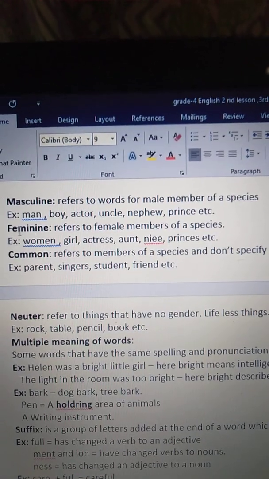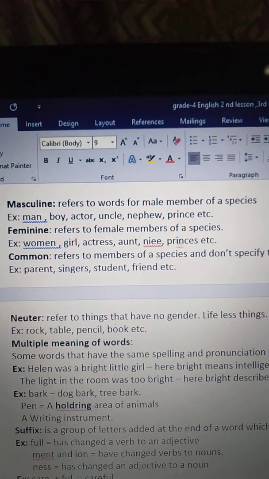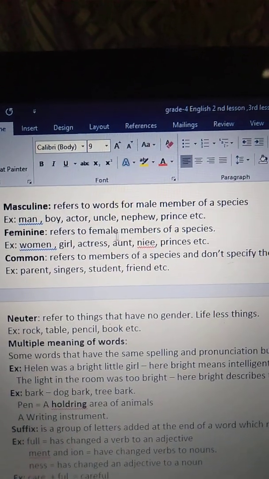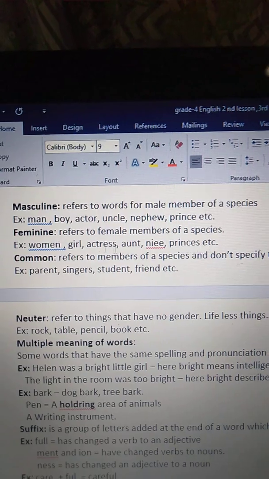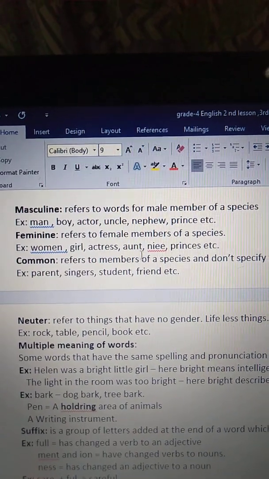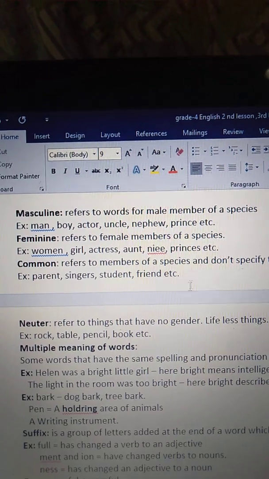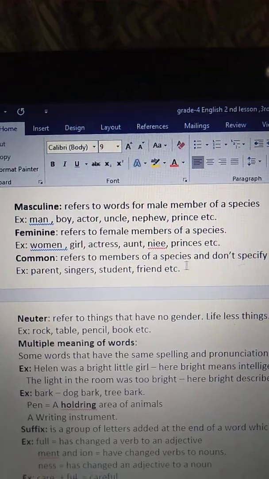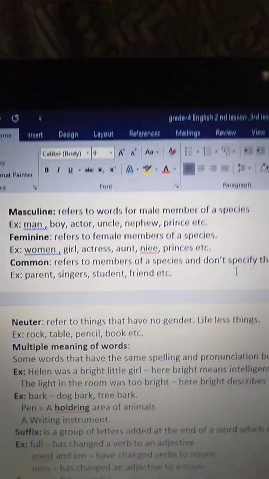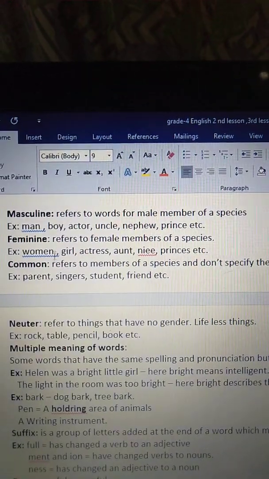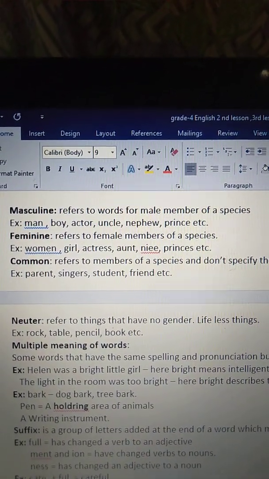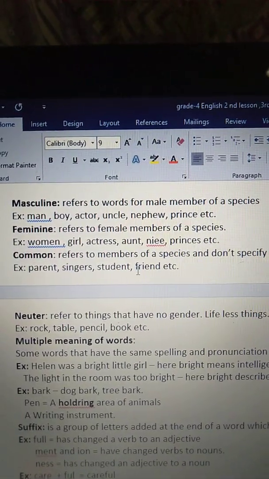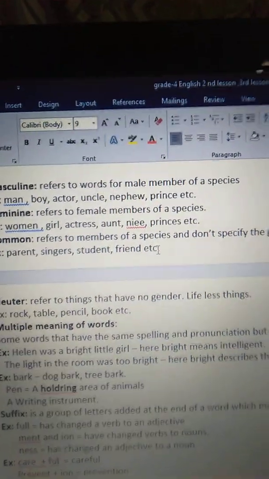Okay. What is feminine? Feminine refers to female members of a species. This feminine refers to specifying the female members of a species like woman, girl, actress, aunt, niece, princess, etc. Okay. What is a common noun? A common noun refers to members of a species and doesn't specify the gender. For example, parent, singers, students, friends, etc. These are the common nouns.